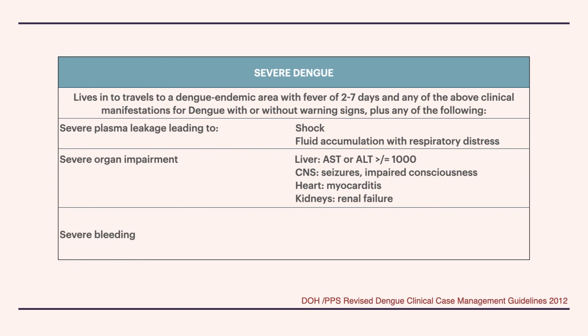Severe dengue includes living in or travel to a dengue endemic area with fever of 2 to 7 days and any of the above clinical manifestations for dengue with or without warning signs plus any of the following: severe plasma leakage leading to shock and fluid accumulation with respiratory distress, severe organ impairment wherein an elevated AST or ALT pertains to a liver impairment, seizures and impaired consciousness, myocarditis and renal failure, and severe bleeding.